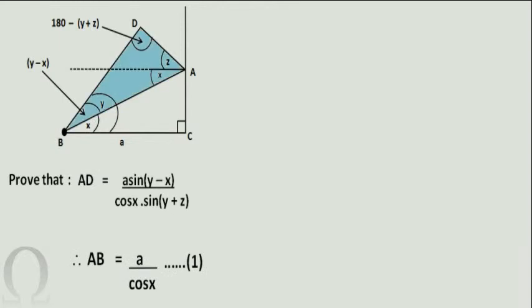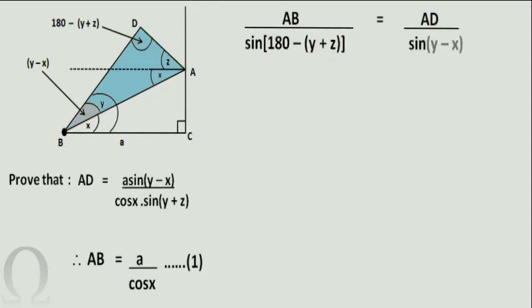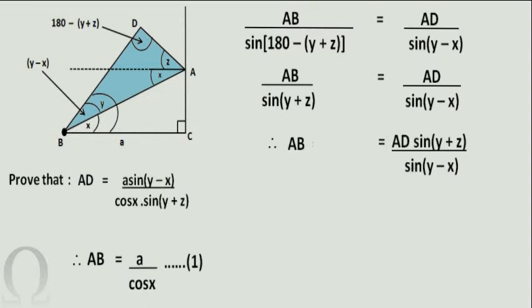In triangle ABD, we can relate the angles Y minus X and 180 minus (Y plus Z) to sides AB and AD by using the sine rule. Thus, AB over sine(180 minus (Y plus Z)) equals AD over sine(Y minus X). Sine(180 minus (Y plus Z)) reduces to sine(Y plus Z). So, AB over sine(Y plus Z) equals AD over sine(Y minus X). Thus AB equals AD sine(Y plus Z) all over sine(Y minus X). We'll call this equation 2.